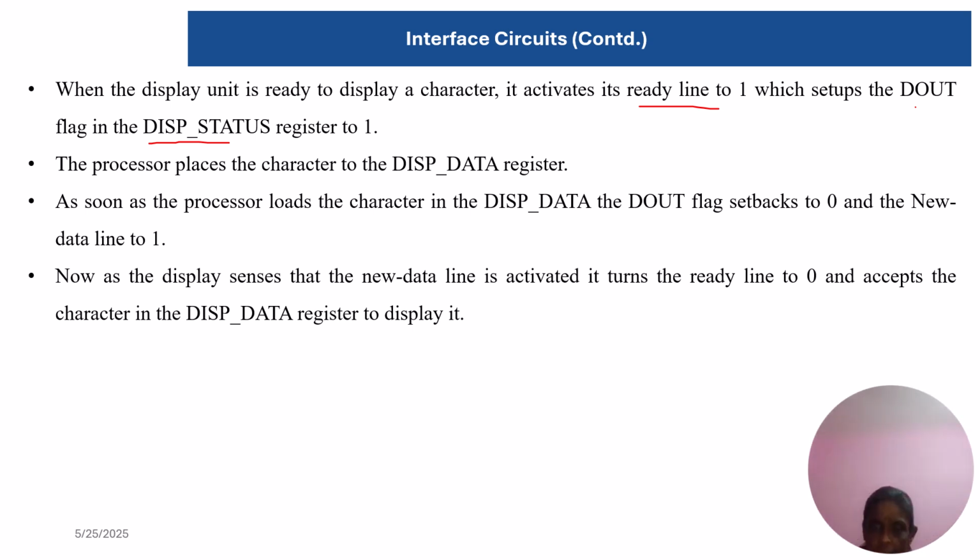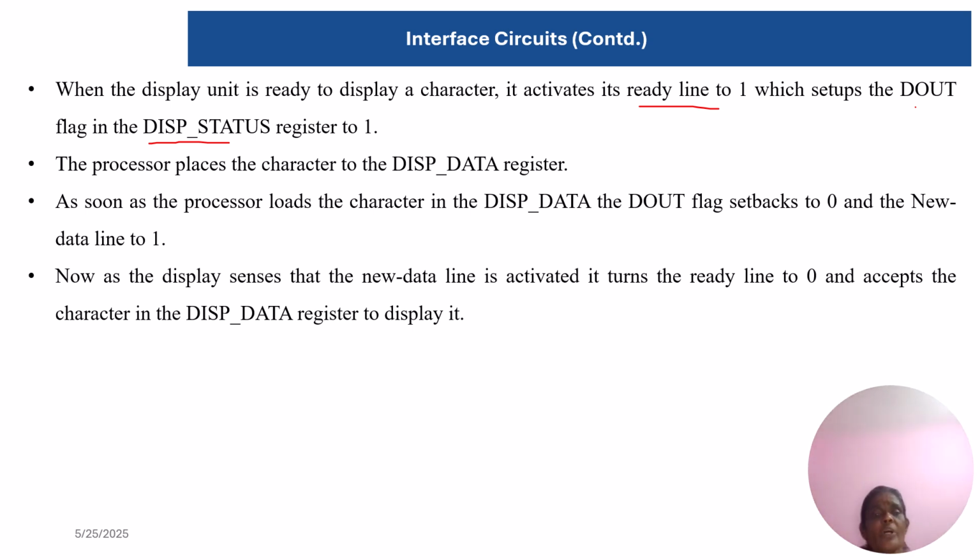It is made equal to 1, and then the processor places the character in the display data register. This is the display status register, and this is the display data register. Whatever data is to be displayed will be available in the data register, put there by the processor.